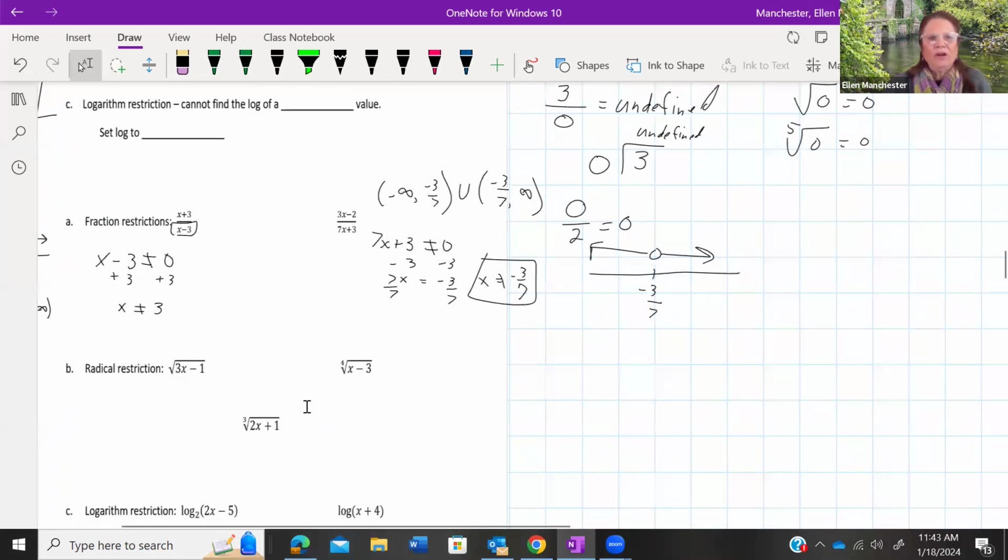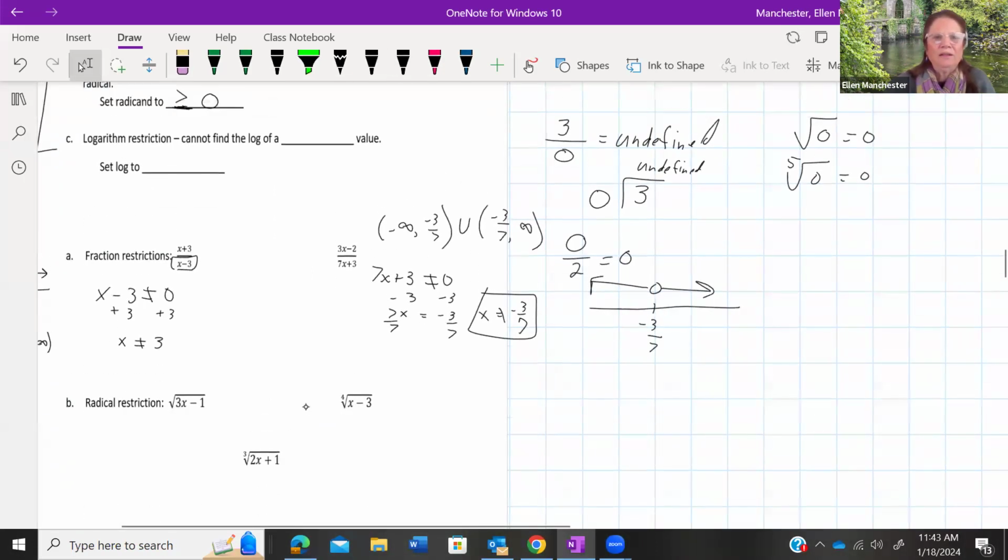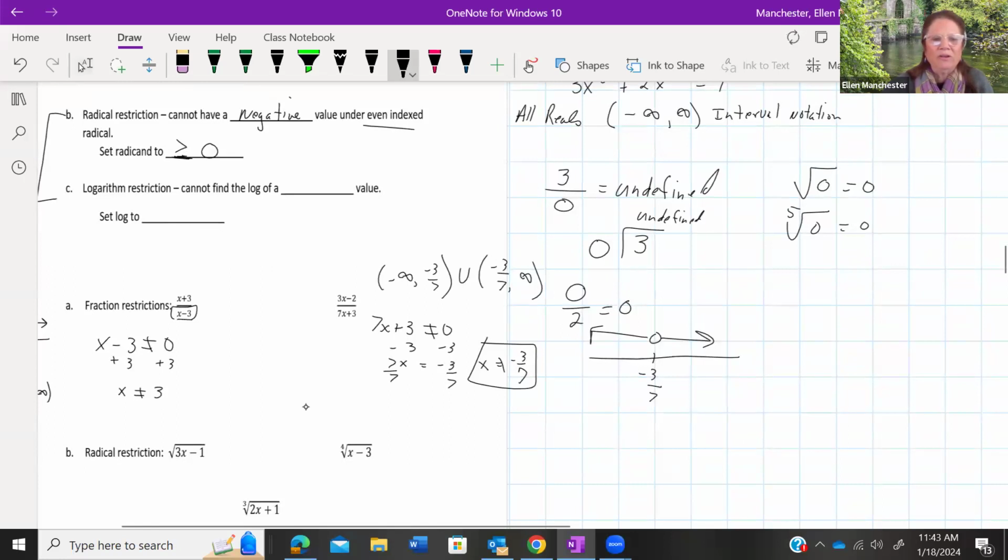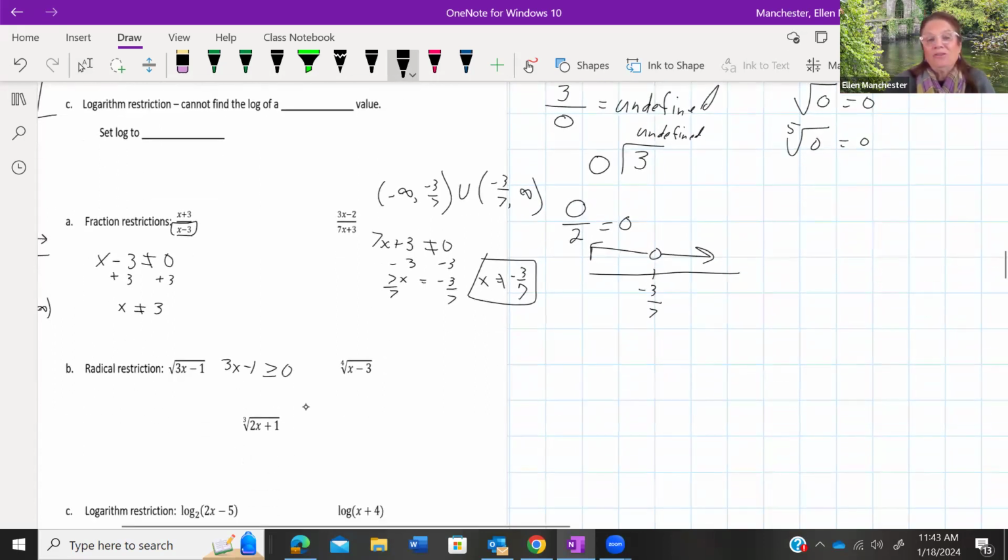Okay, so to solve that, you're going to set your radicand, the value underneath the radical sign, 3x minus 1, to be greater than or equal to 0. And then you just solve it like you normally do. Add 1, divide by 3. So on this one, my x is going to be greater than or equal to 1/3.